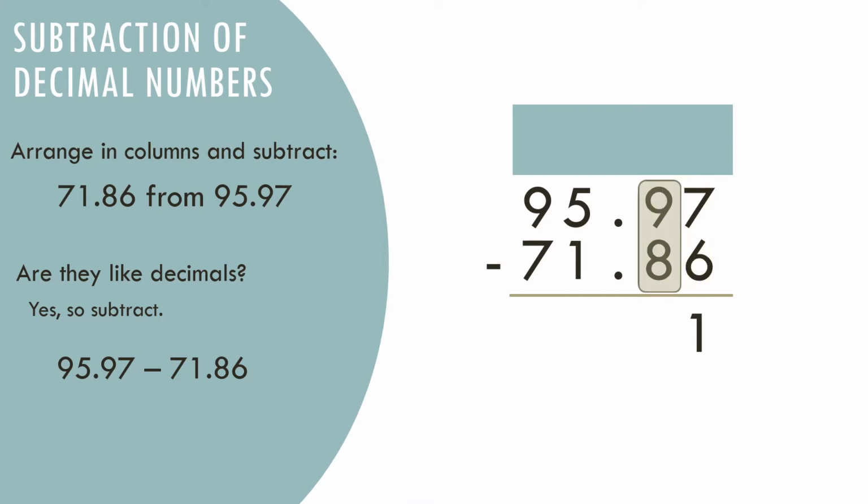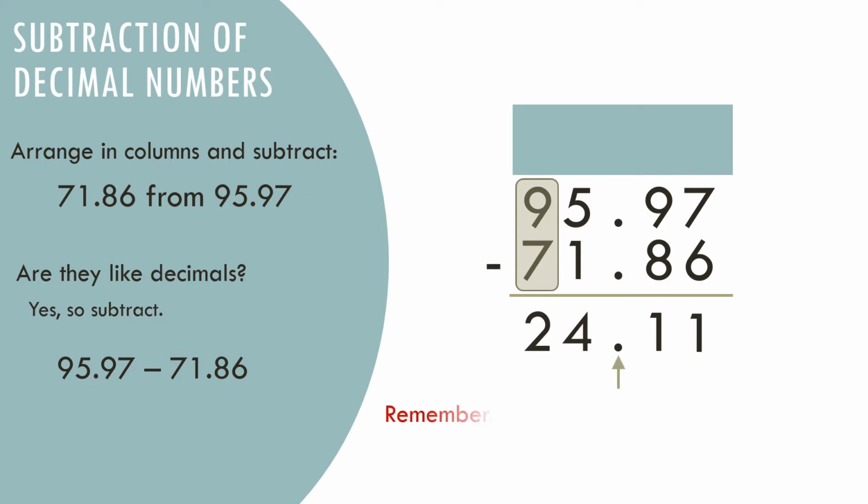9 minus 8 is equal to 1, so write 1 below the line. Then write the decimal sign as it is. 5 minus 1 is equal to 4, so write 4 below the line. Then subtract 9 minus 7 is equal to 2, so write 2 below the line. So the answer is 24.11.